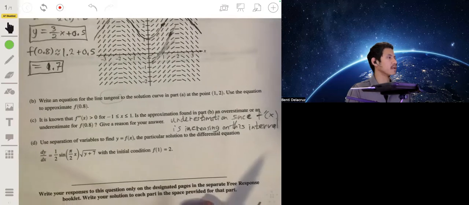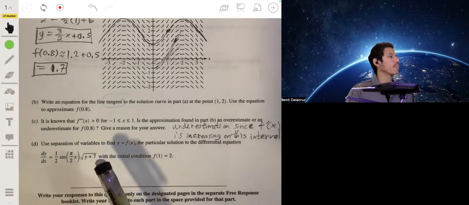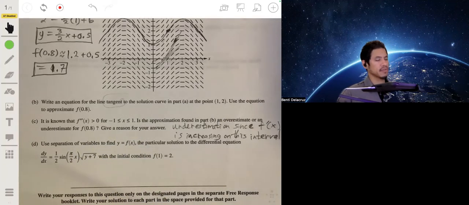Anyways, so part D, use separation of variables to find y equals f of x, a particular solution to the differential equation dy over dx equals 1/2 times the sine of pi over 2x times the square root of y plus 7 with initial condition f of 1 equals 2.